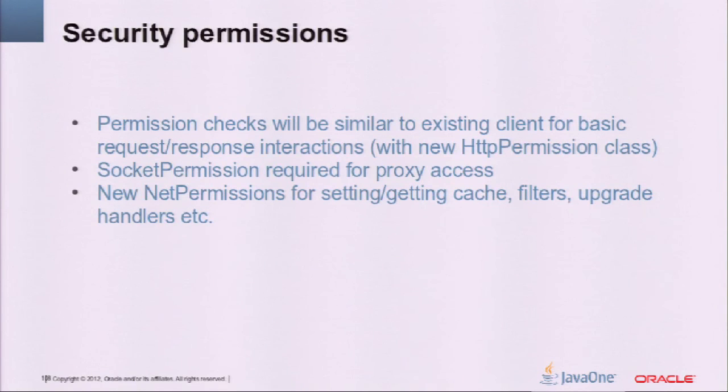So this is the final topic, only 2 slides. Just a brief word on security permissions in this API. The permission checks will be similar to the existing client in terms of the checks being done in the same place for the same kinds of things, but we will be using a new permission class instead of socket permission. It may be called HTTP permission or URL permission or something like that, but it's a higher level permission class than socket permission, which will be more suited to HTTP usage.